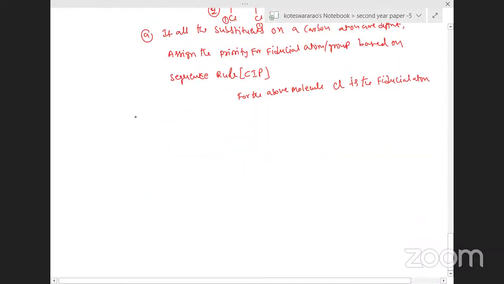Next, the second one. Suppose two substituents in a set are identical. Suppose you take the molecule with chlorine, chlorine, chlorine, and chlorine. Although chlorine has the highest atomic number, two identical groups are there. In such a case, we cannot decide the fiducial atom on each carbon by using the sequence rules. In such a case, you violate the sequence rule.